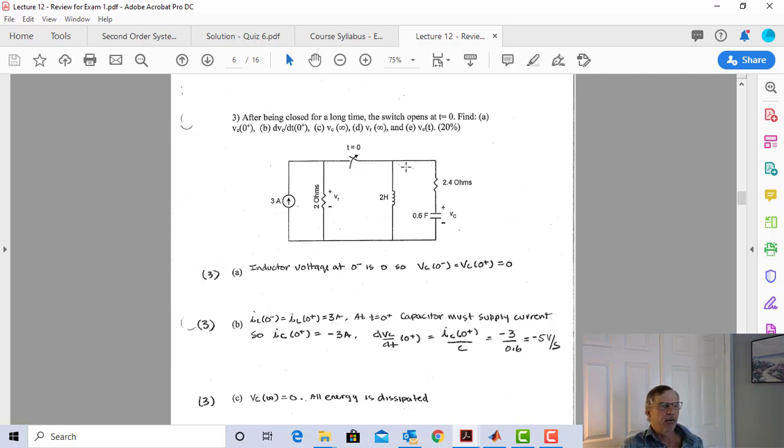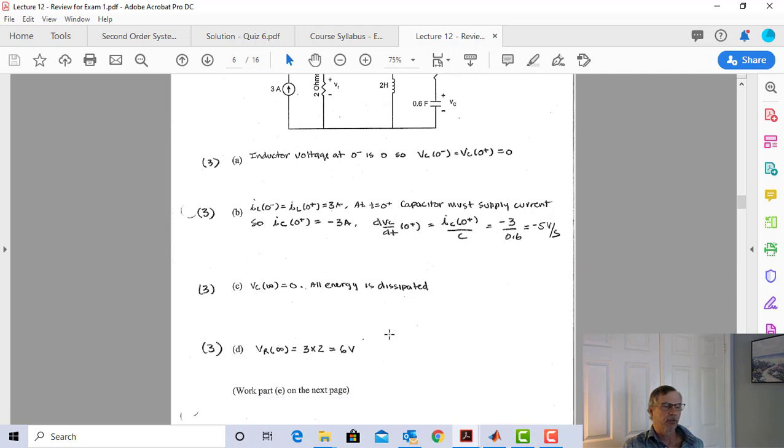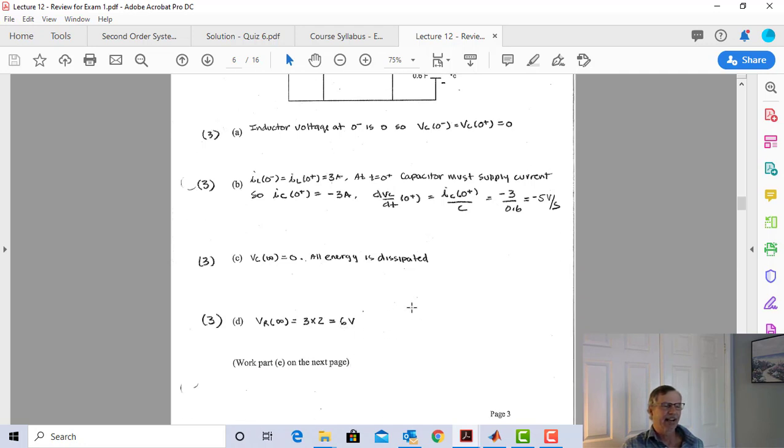Now it looks like I wanted Vr at infinity. And that is over here. Well, that's kind of a zinger, isn't it? But perfectly fair. The switch is open, so I got no current here. So all this current is going through that resistor. So let's say 3 amps times 2 ohms gives me 6 volts. Please say I got that right. I got it right. Yay.